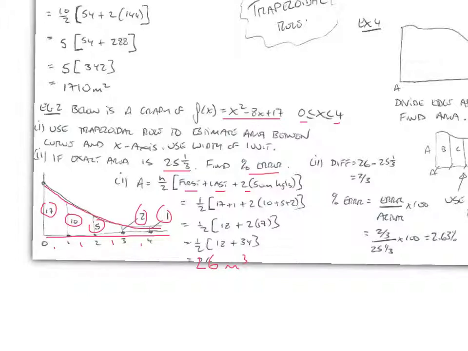To do that, we need to ask what's the difference between what we got and what it actually is. The difference is 26 minus the actual value, and that's 2/3. And so the percentage error is equal to that error over the actual value. So we have 2/3 divided by 25 1/3, all times 100, and that's equal to 2.63%.